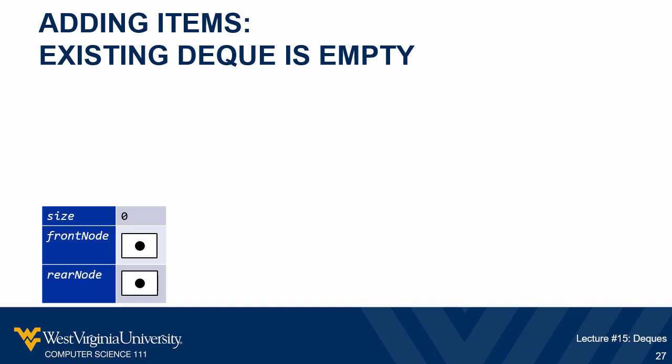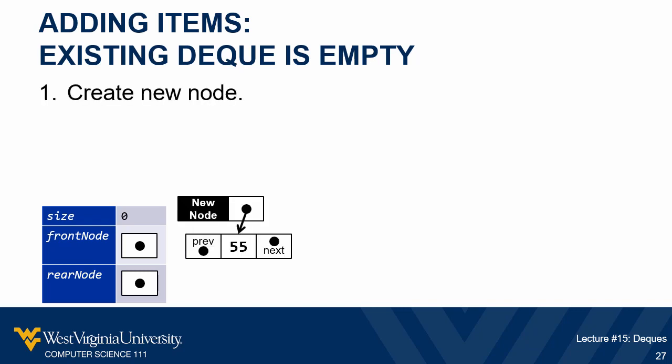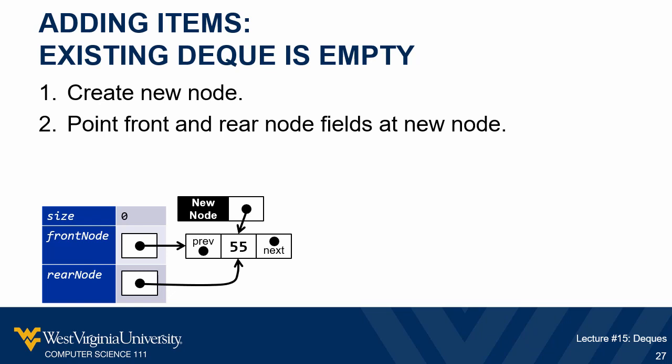Here, I'm going to go ahead and create a new node, and this is going to happen whether I actually call add to front or add to rear. Once I've got my new node and I've stored the value 55 in it, I'm going to update both the front and rear node fields to point at that new node. If there's only one item in the deck, it's both the front and the rear simultaneously. Once I've updated front node and rear node to point at my new node, I can increment my size to reflect that I now have one thing inside of the deck.